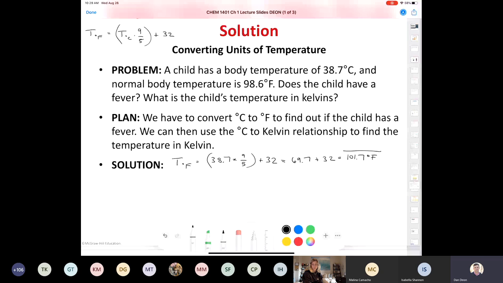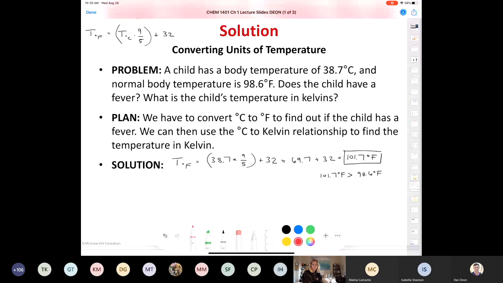Does the child have a fever? Absolutely it does, right? Because 107, that would be even worse, right? 101.7 is greater than 98.6 degrees Fahrenheit. And so, yes, a fever. And the only prescription is more chemistry.